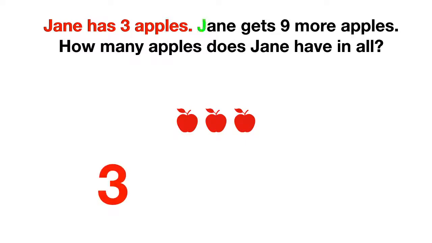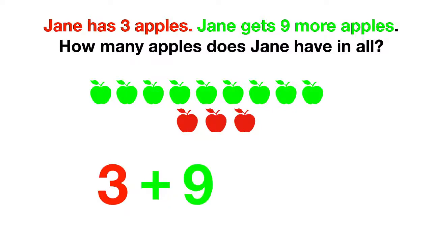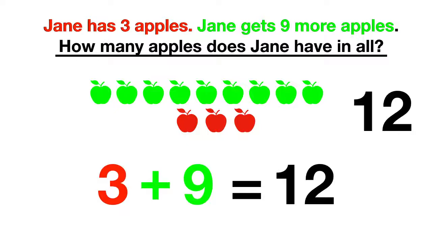Then you could show Jane gets 9 more apples. Here they are. 1 more, 2 more, 3 more, 4 more, 5 more, 6 more, 7 more, 8 more, 9 more. You could say Jane added 9 more apples. Now we want to know how many in all. So we add, and we could count. 1, 2, 3, 4, 5, 6, 7, 8, 9, 10, 11, 12. Jane has 12 apples in all.